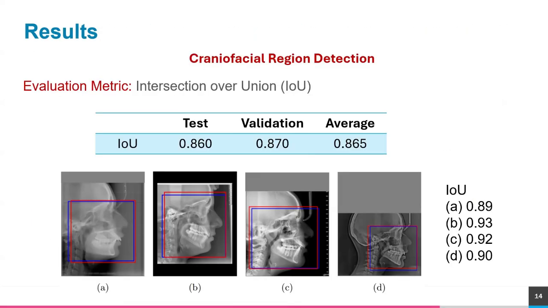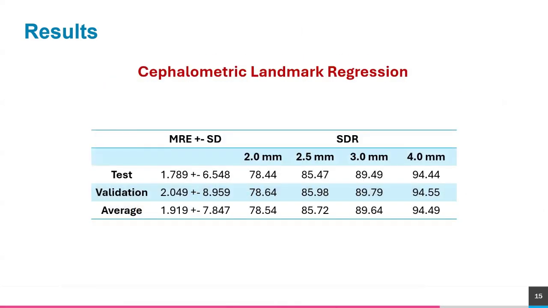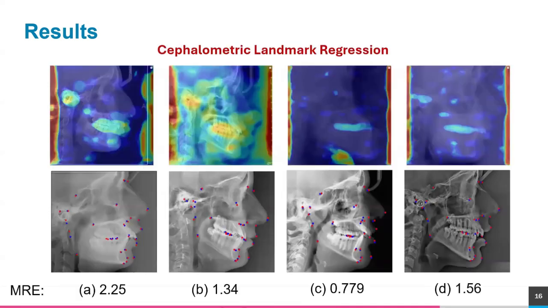To move on to the results, this slide shows the results of the craniofacial region detection module. The evaluation metric used is intersection over union, IOU, and our proposed model achieved an average IOU of 0.865. Secondly, this table shows the results of the cephalometric landmark regression module, which achieved an MRE of 1.789 on the test dataset with 78.44 SDR at 2 mm range, which is the clinically acceptable range. This figure shows 4 images with the predicted heat maps overlaid in the first row, with the second row marking the ground truth and the predicted landmark locations.